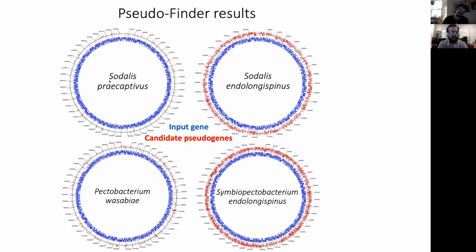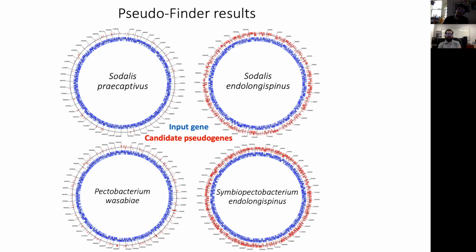So you could see in this one, Sodalis praecaptivus is a free-living bacterium, and it has a 5 megabase genome, and it's a pretty low density of pseudogenes. There's some pseudogenes, but there's not a lot. You can see some red in here.